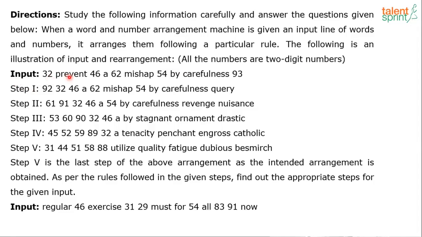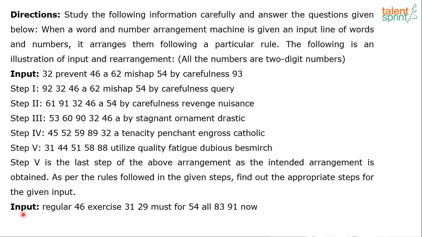The input is 32 prevent, 46 62 mishap, 54 by carefulness, 93. And this is a step-by-step process. Step 1, step 2, step 3, step 4, step 5. It says step 5 is the last step of the above arrangement, as the intended arrangement is obtained. Right? As per the rules followed in the given steps, find out the appropriate steps for the given input.